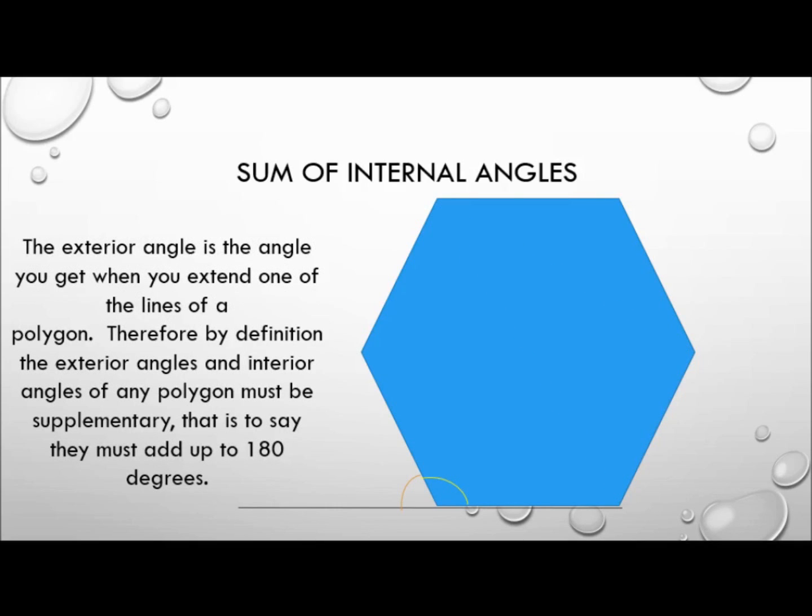Now the exterior angle is the angle you get when you extend one of the lines of a polygon and then measure the angle from that line to the other line. So by definition, the exterior angles and interior angles of a polygon must be supplementary. That is to say, they must add up to 180 degrees.